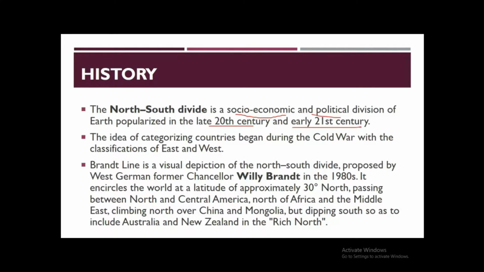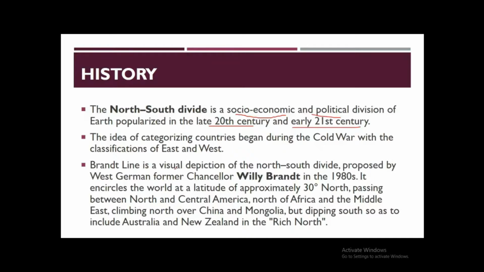The idea of categorizing the countries began in the Cold War era, when there was a classification of the world on the basis of two blocs, East and West. The East contained the USSR and China, while the West bloc contained the USA and its allies.